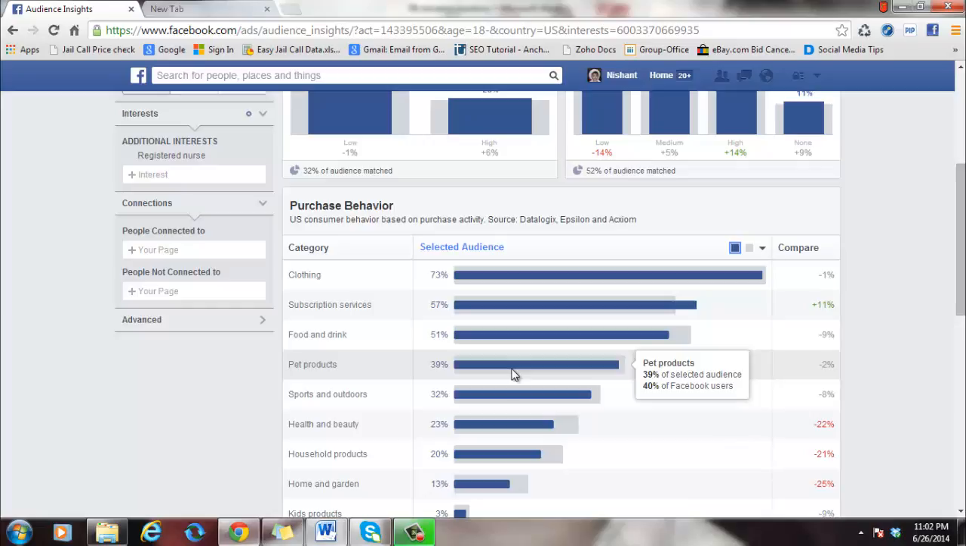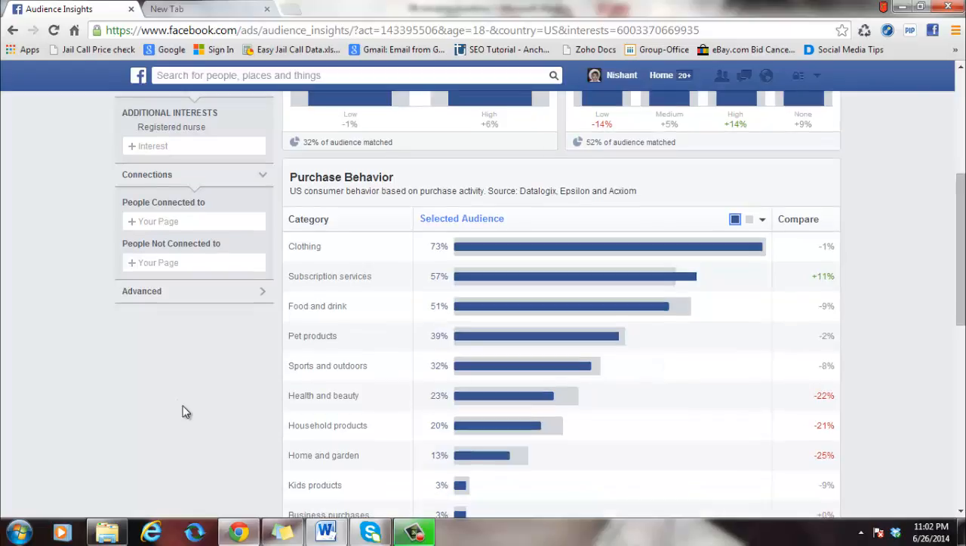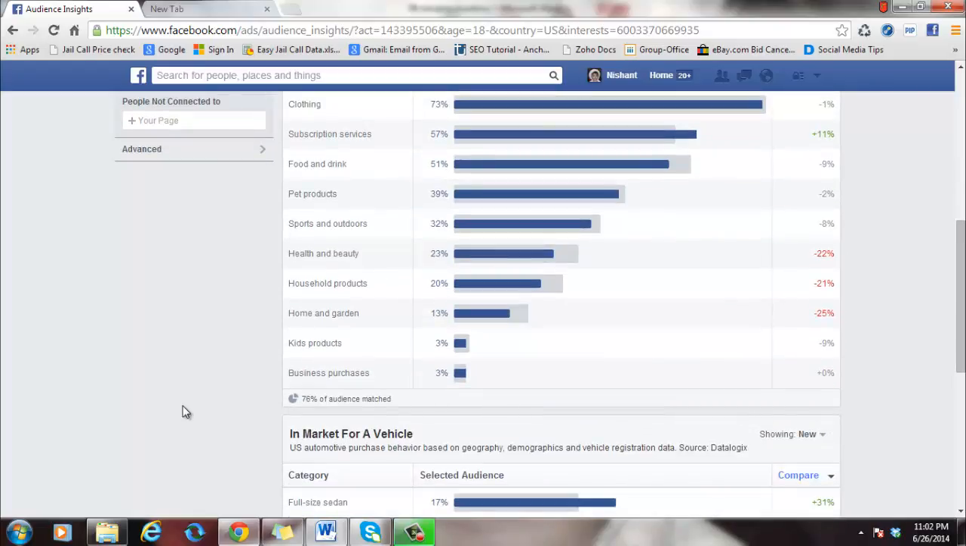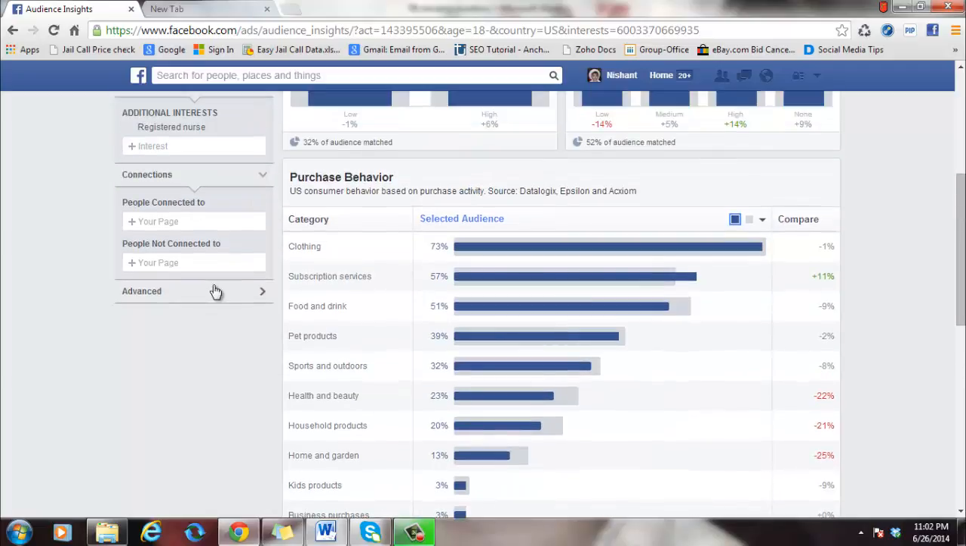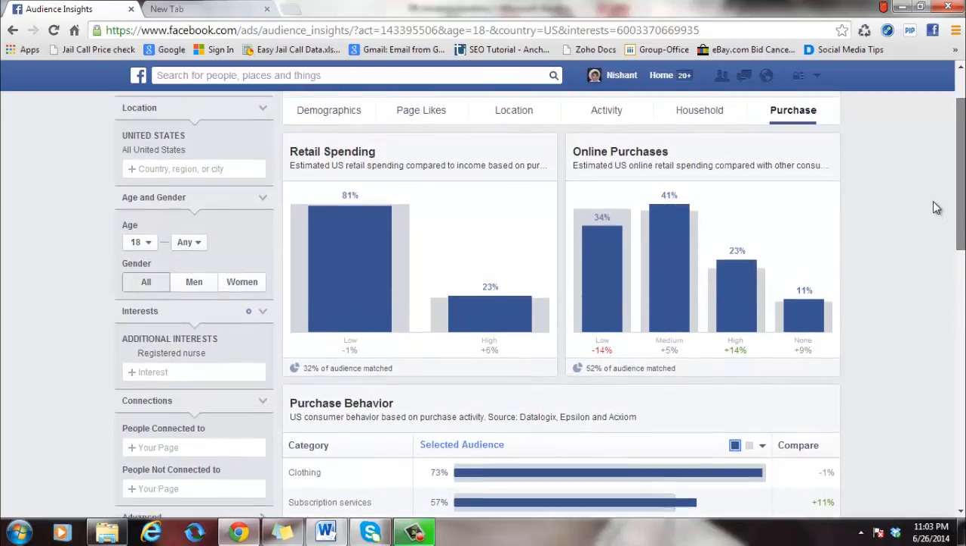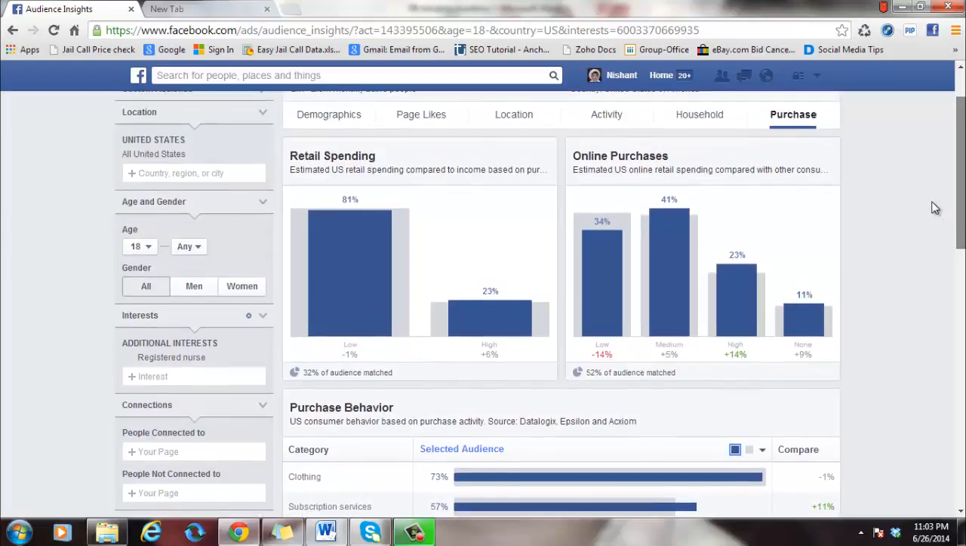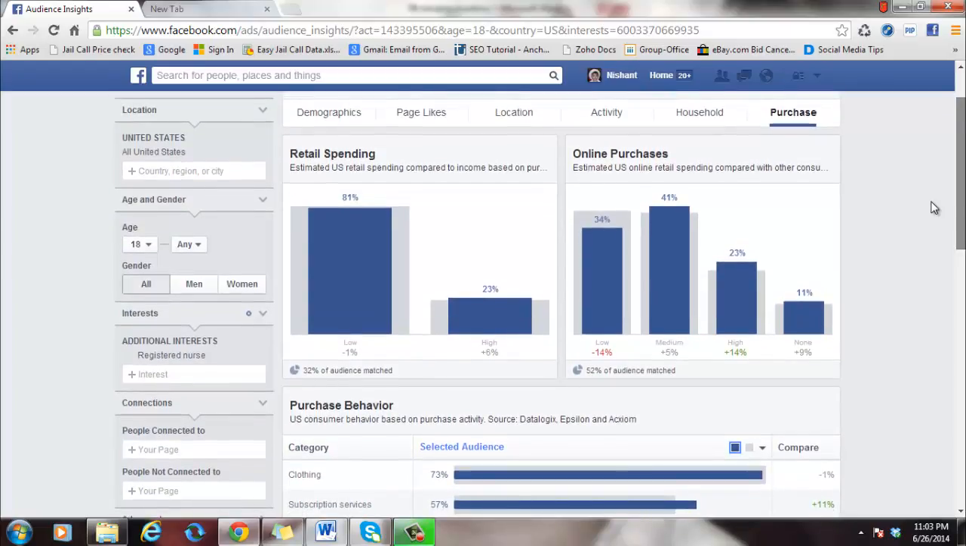So with this nurse audience, 39% of the selected audience have pets, because they spend money on pet products. Now you see over here in the kids product, only 3% of people. So when you do cross layering, or if you're selecting a new offer to promote to these people, this information becomes very, very vital for you. Home and garden, you have 13%. That's again a very powerful niche that you can get into, and hopefully do really well with. So that's the information that you get from the purchase behavior, the type of things that these people spend their money on.